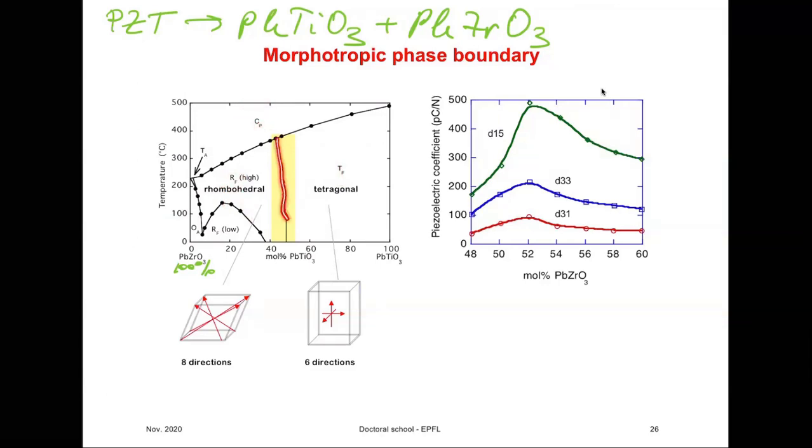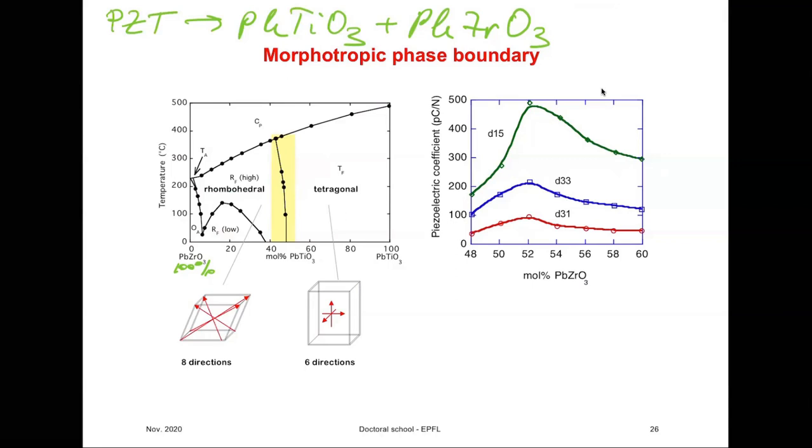Now, this vertical boundary is interesting because the piezoelectric coefficients and also the electric permittivity and elastic compliance all have a peak at around 52% zirconium and 48% lead titanate. And that is why this material is interesting, besides being easily manufactured in the form of ceramics, and being relatively inexpensive.